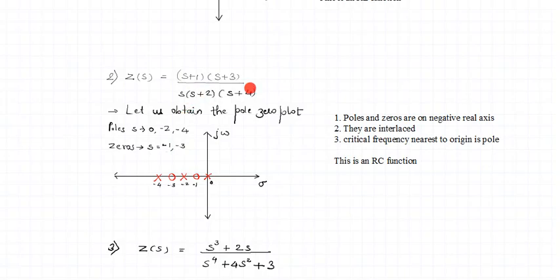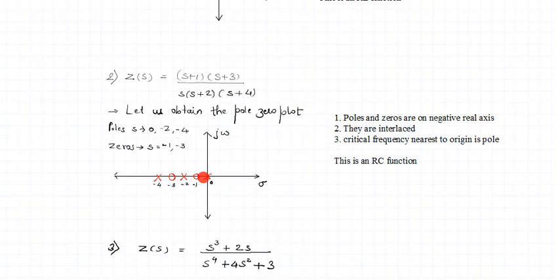By equating the denominator to 0, we get the poles of the system. The poles of the system are 0, -2 and -1. Once we get the zeros and poles of the system, let us plot it. So here we have plotted the poles and zeros of the system.